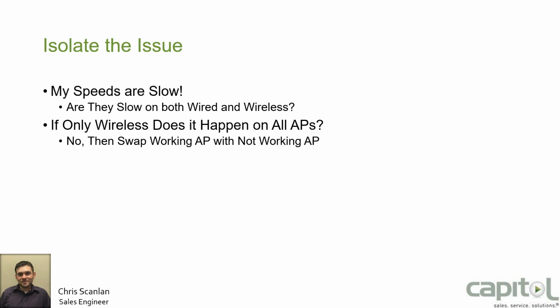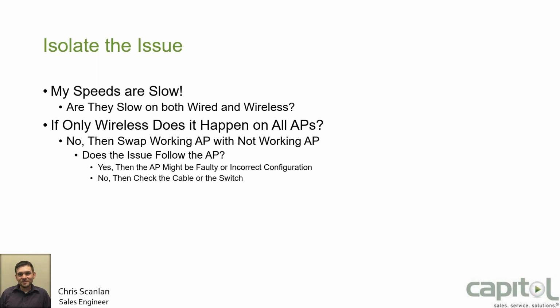Maybe there's a concrete wall you didn't know about, whatever it is that's causing that area to not get great coverage. If it follows the access point, then you might have a faulty access point or just an incorrect configuration if you're not using a wireless controller. If no, then you want to check cable, switch, location, whatever it is.